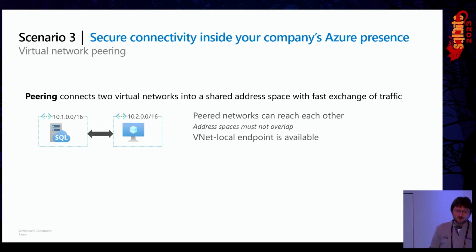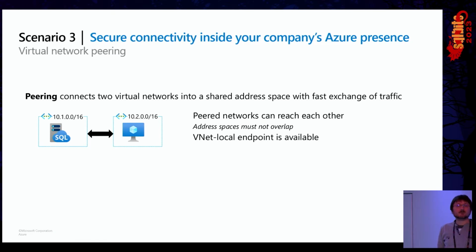So when you peer networks, you're essentially setting up a two-way connectivity tunnel between the two different address spaces. And this is important. The two virtual networks connecting must have non-overlapping ranges. Otherwise, you're going to run into some very iffy things in terms of where packets go. And maybe it's not even supported. I admit I had never tried it. And then if you peer networks, the other network will be able to see the VNet-local endpoint of SQL Managed Instance. So woohoo.